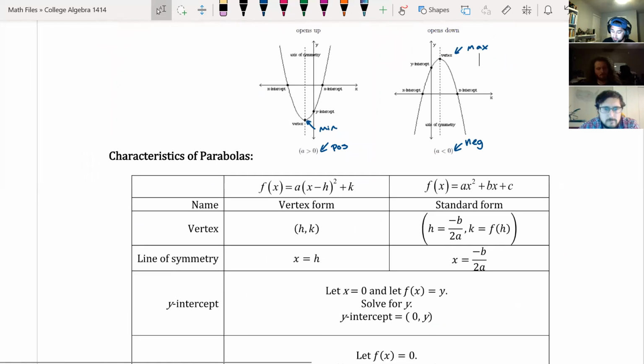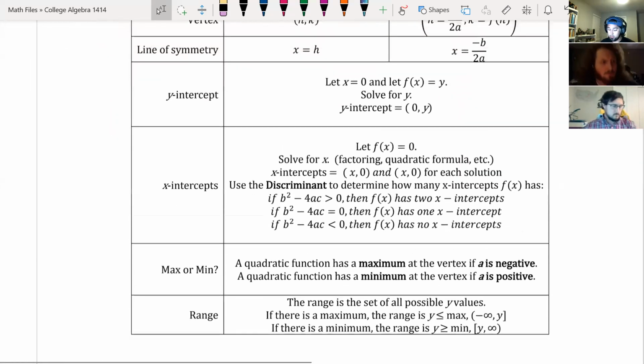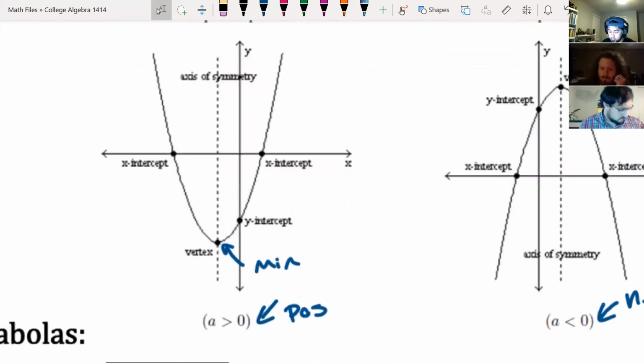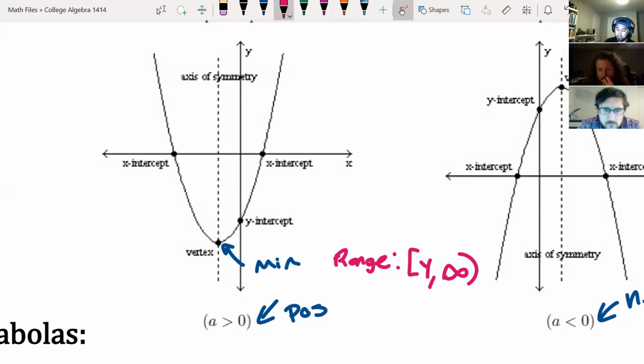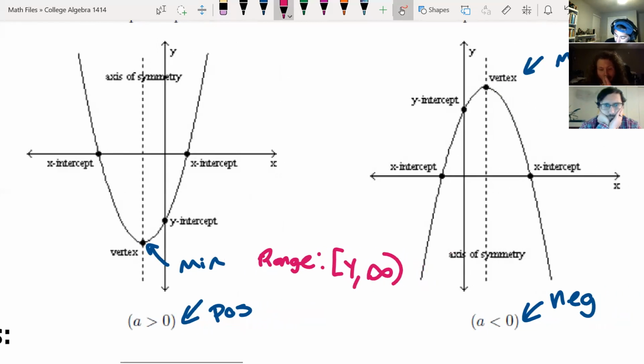And what's the last piece for these characteristics? Range. Okay, I'll go back and show this then. All right. So the range for a parabola that opens up, since your parabola opens up, the range will start at the y value of your vertex, or we can even say the k value of our vertex, and head towards infinity. So we would start at this y value, and we see that these tails head towards infinity. So if your parabola opens up, your range starts at the y value of the vertex and goes to infinity. I'll say or k to infinity.